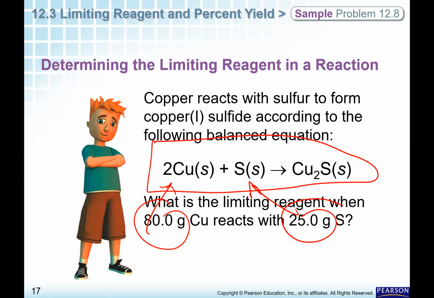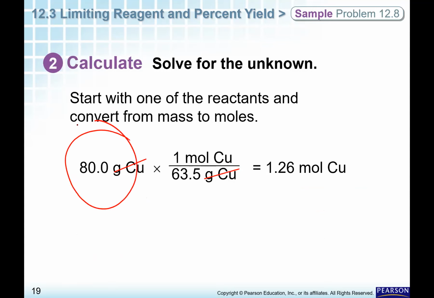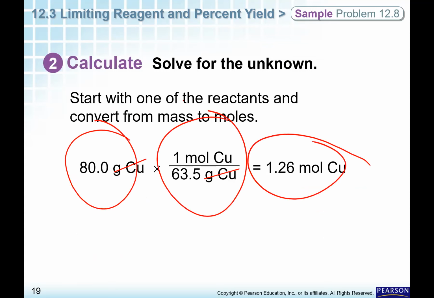Then, in order to answer such a question, which is what is the limiting reagent, we have to convert them into moles. Let's do that, to see where the mistake is, Mohammed. These 80 grams, we change into moles. How did we convert them to moles? With the mole ratio of the molar mass, which is 1 mole of copper divided by 63.5 grams of copper. And where did we get this 63 from? From the periodic table.